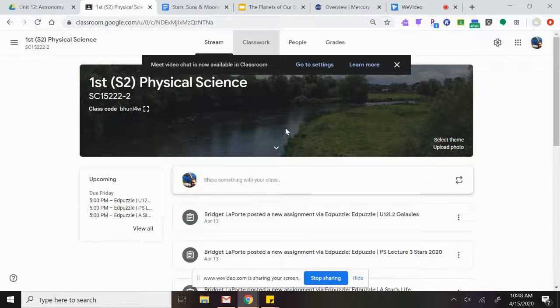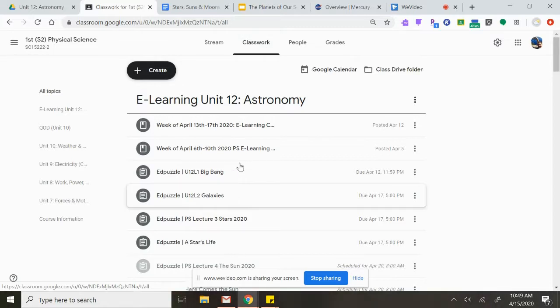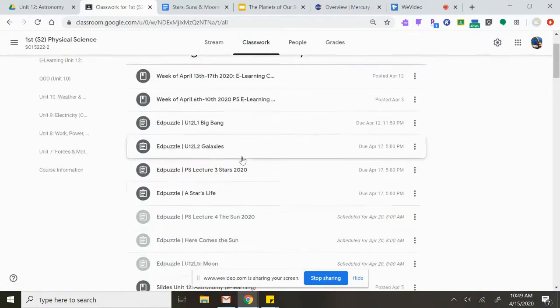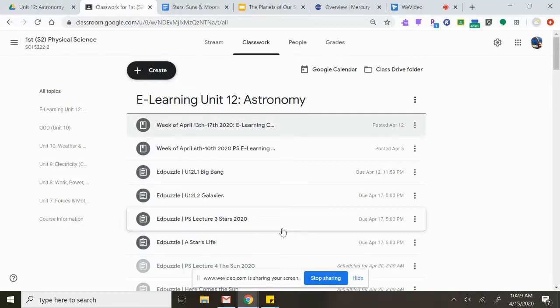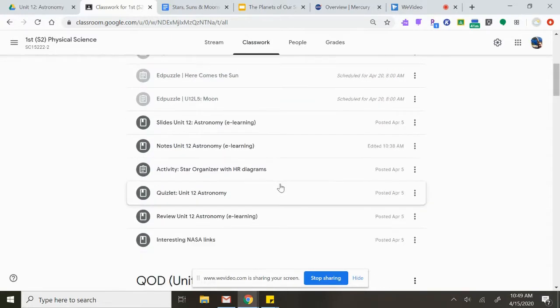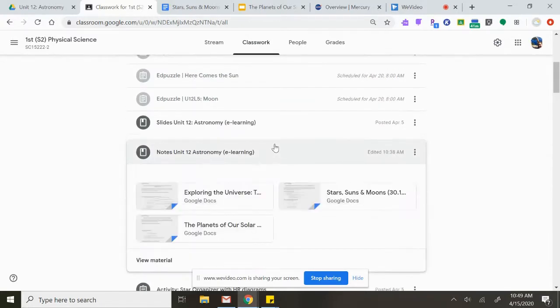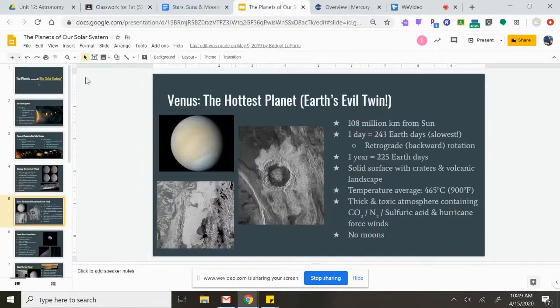Hi everyone. Today we are going to start with the inner planets. So in order to get to the notes, please make sure that you scroll down to view more. And then you will be looking at our notes on planets and our solar system. As we go through the notes, please make sure that you are filling those out.